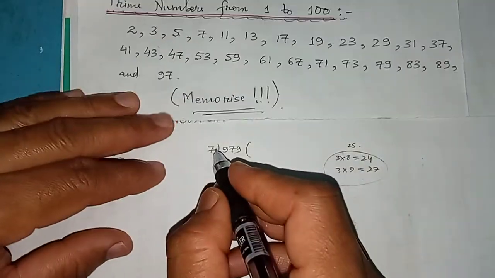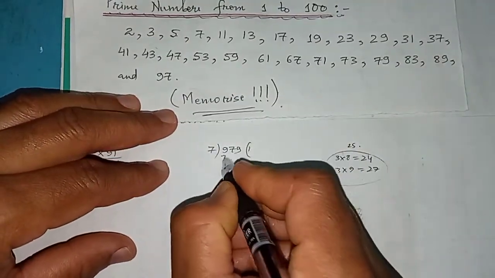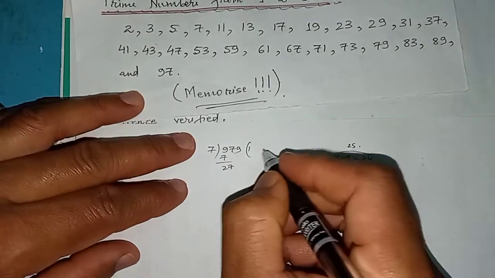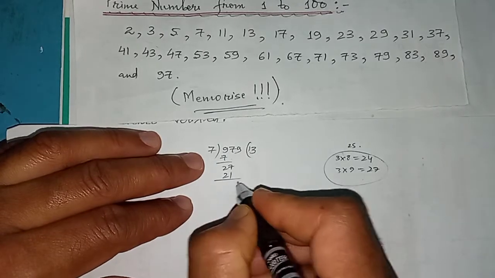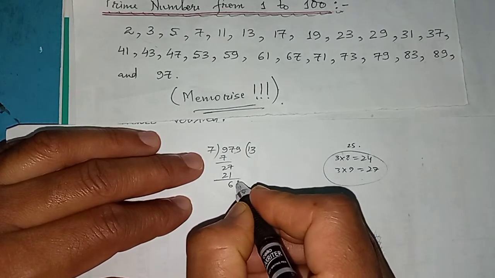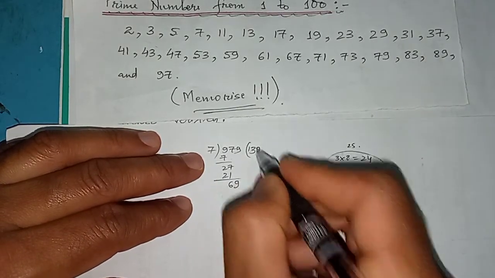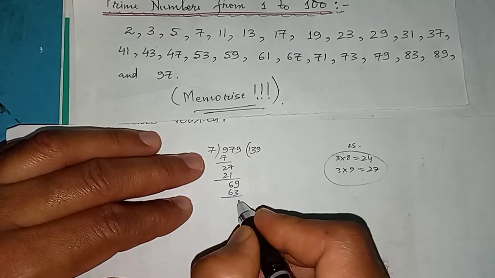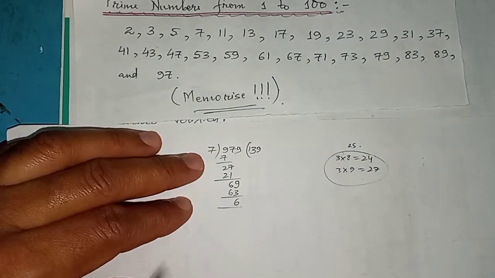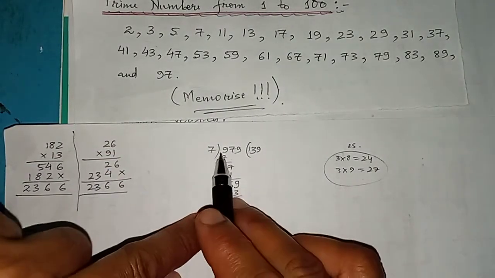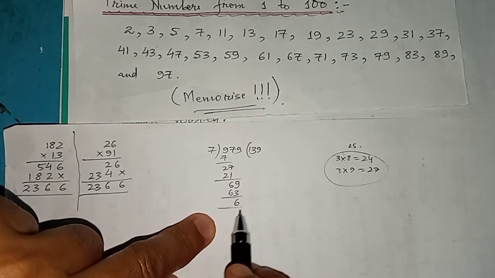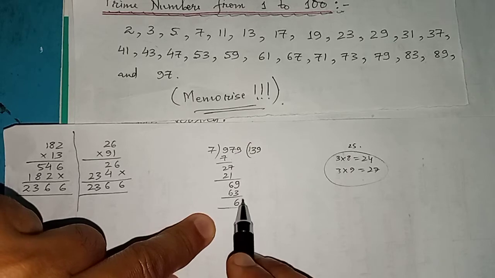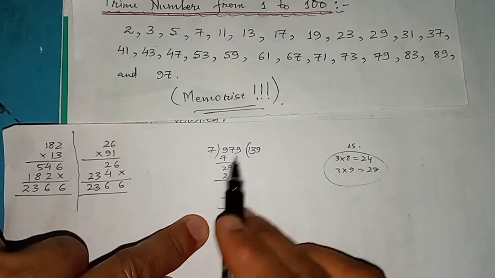So look, 7 ones are 7, then 7 threes are 21, then 7 nines are 63. So clearly you can see that 979 is not divisible by 7, because here the remainder is not 0. So that means 7 is not a prime factor of 979.